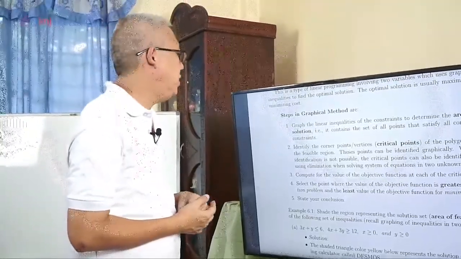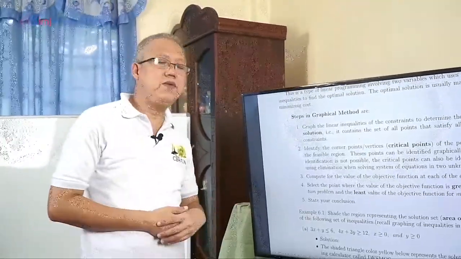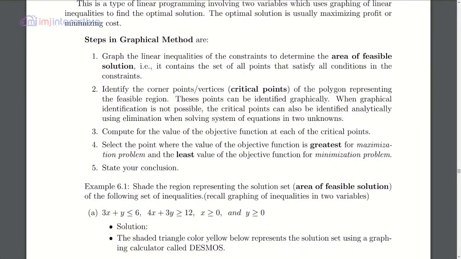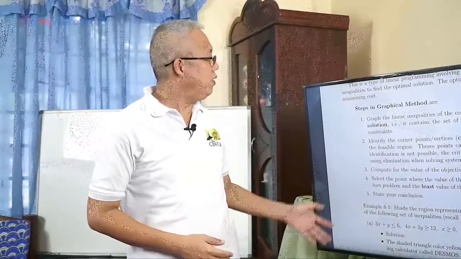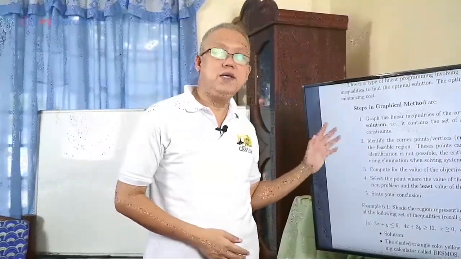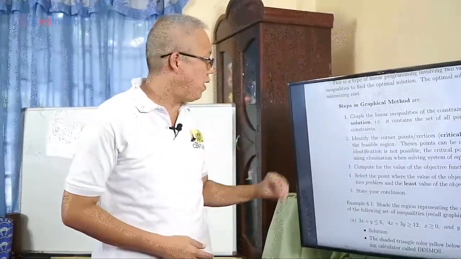of linear equations. Step number 3 means we have to compute for the value of the objective function at each of the critical points. Step number 4, select the point where the value of the objective function is greatest when you are solving for a maximization problem, and the least value of the objective function for a minimization problem. And last, you have to state your conclusion. Now, to understand this method clearly, let us take one example.